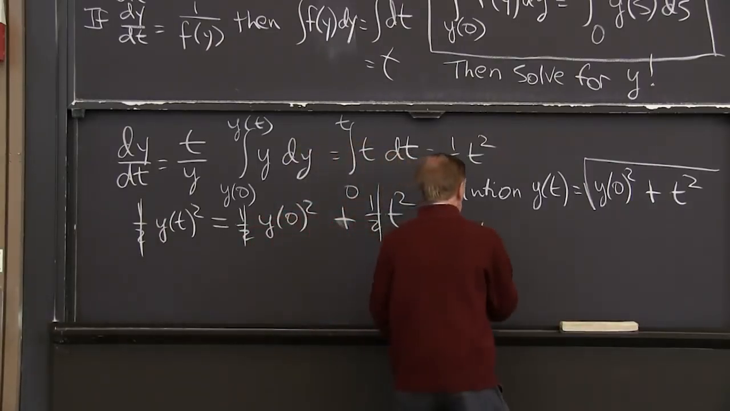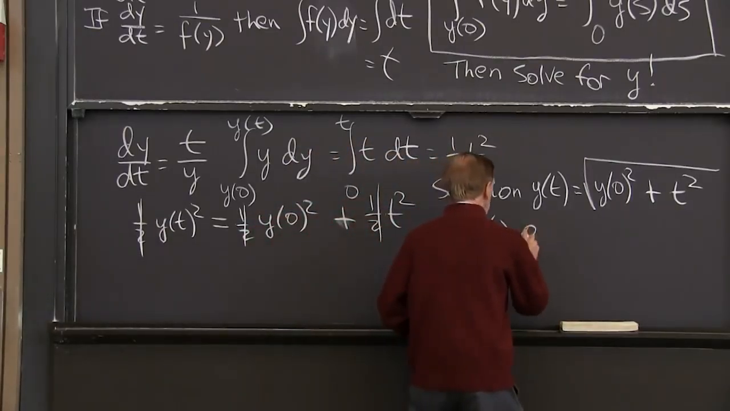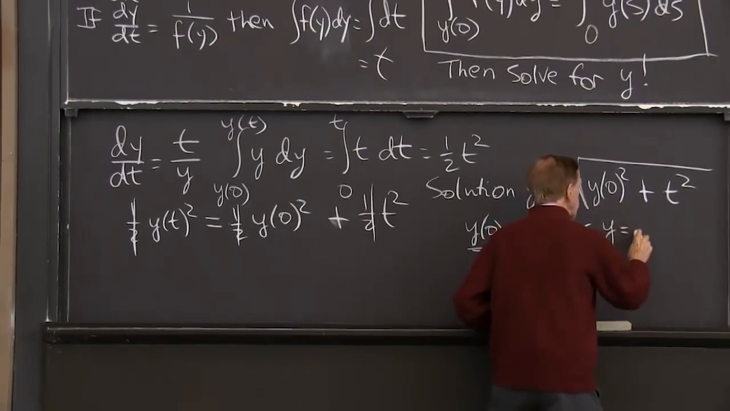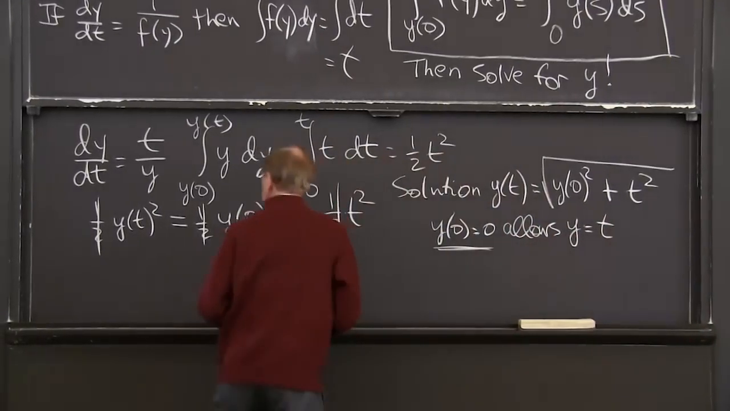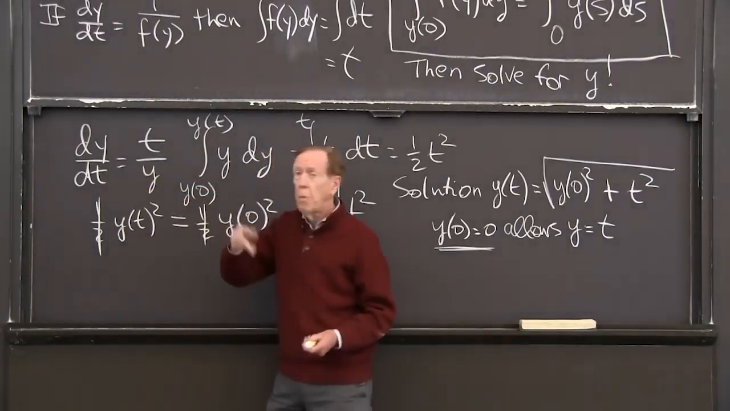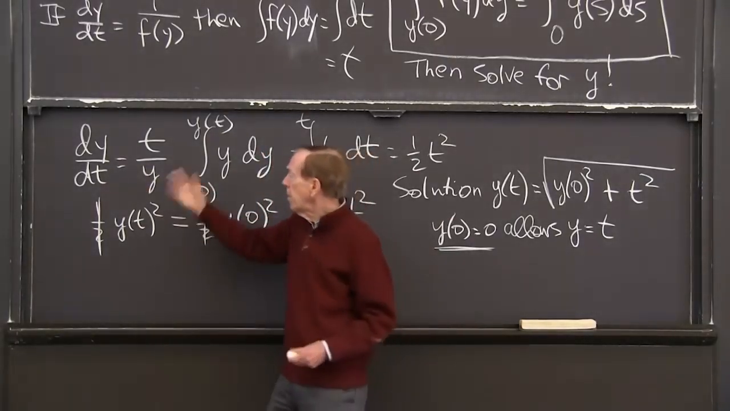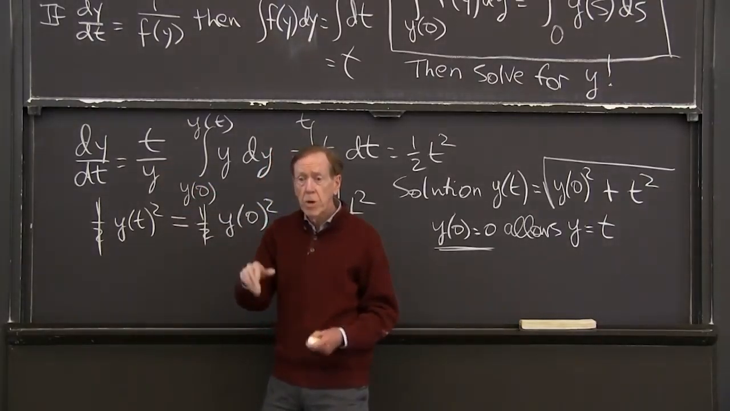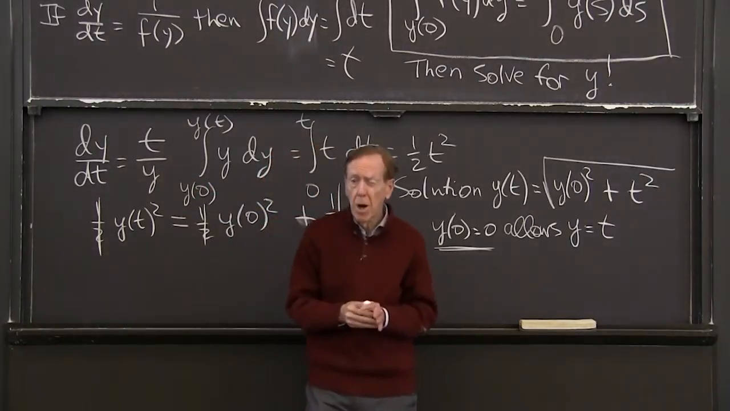So y of 0 equals 0 allows the solution y equals t. And that is a solution. If y is equal to t, then dy/dt is 1. And on the right-hand side, t over y is t over t, which is 1. So the equation is solved.